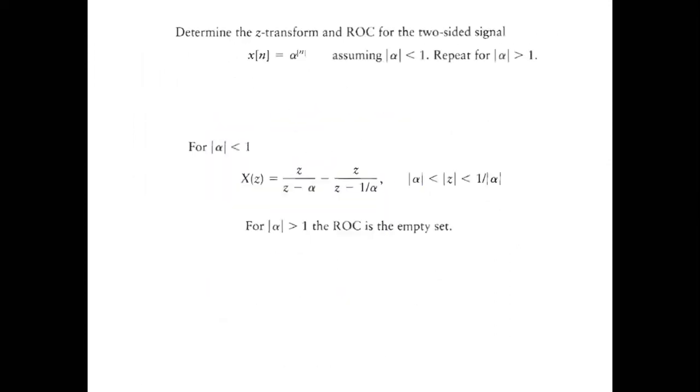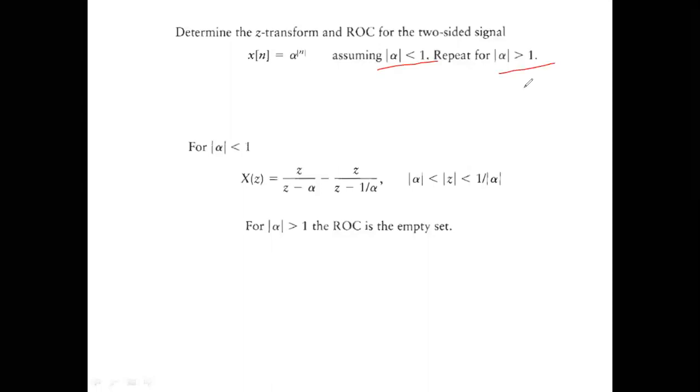Now here is an interesting question. This is x of n equal to alpha to the power magnitude n. Now I want you to listen carefully. x of n equal to alpha to the power magnitude n, how does it look? See, the author himself has given a hint: assuming magnitude alpha less than 1 and magnitude alpha greater than 1.